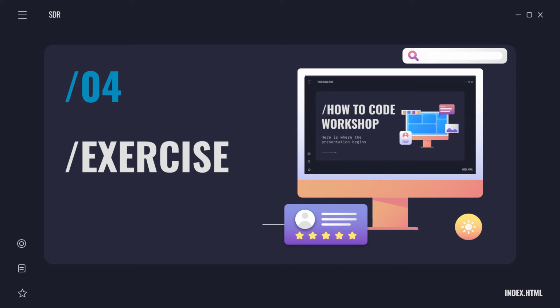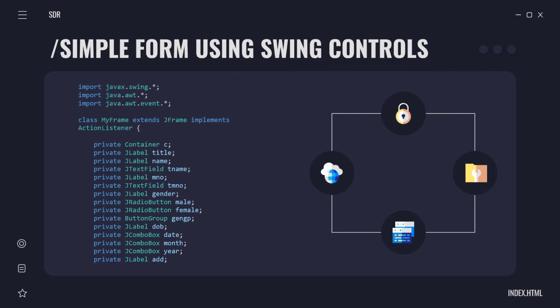Lastly, we are going to see a real world exercise on how to implement Swing components in a Swing program. So here is a simple form that we are going to create using the Swing controls. First, we have to import the javax.swing.* package. We should also import the java.awt.* and java.awt.event.* packages to implement the action listener components inside this program.